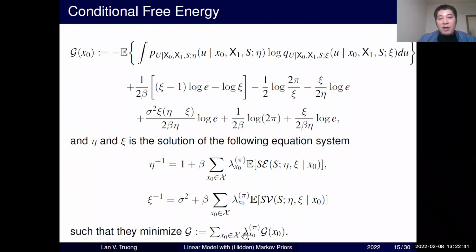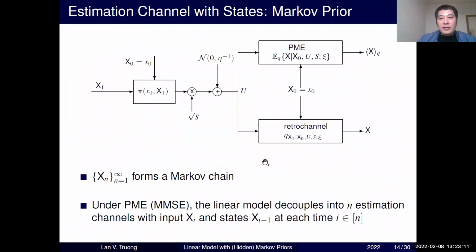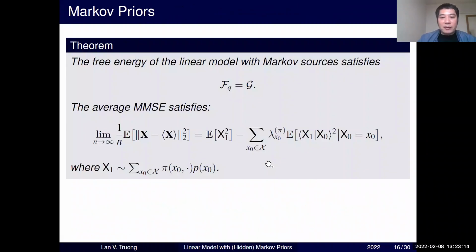When we take a linear combination of these conditional free energies, when we set the state equal to x_0, we obtain a quantity we call G. And we show that the free energy of the original linear model is exactly equal to G. We also obtain an exact formula for the MMSE, that is, the MMSE for the channel. And we can represent it as a linear combination of some conditional MMSEs.